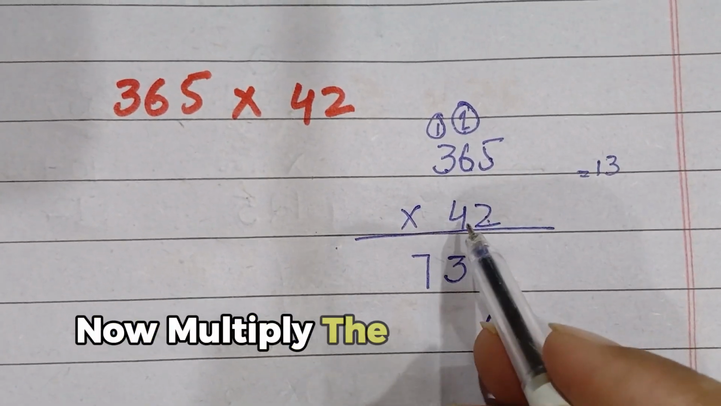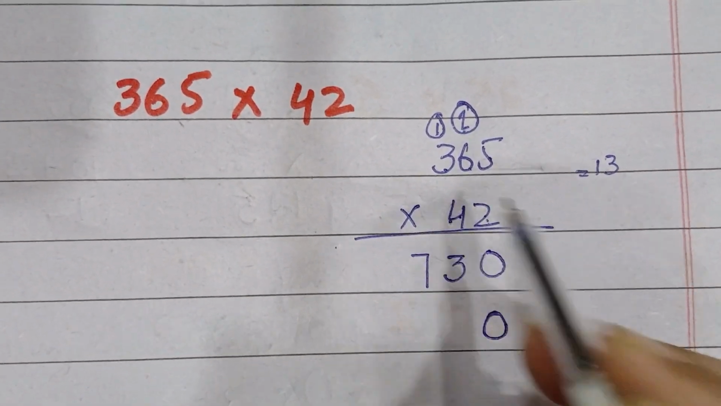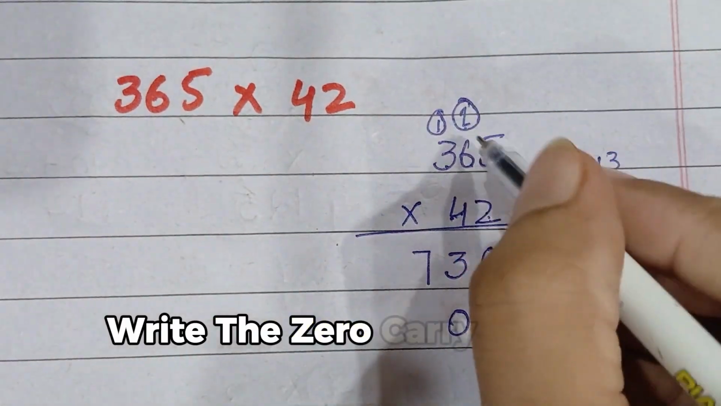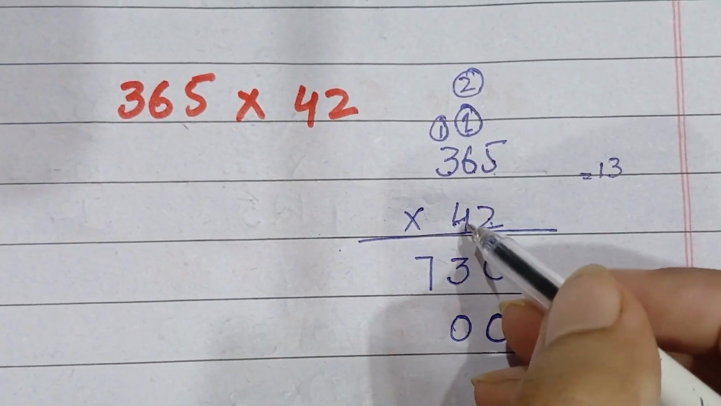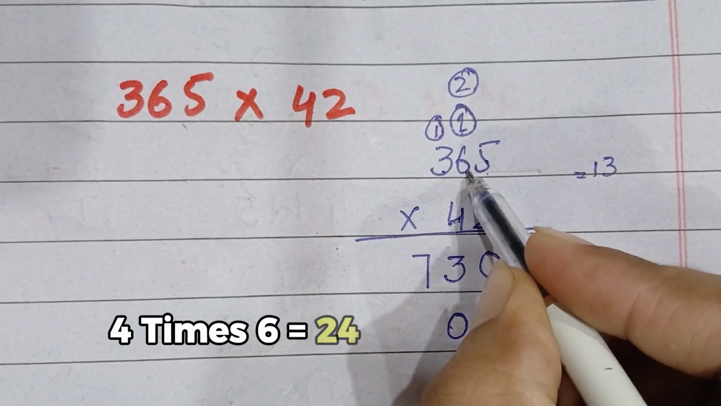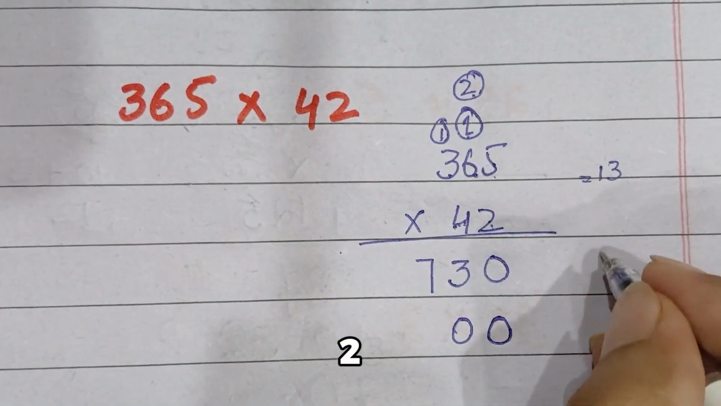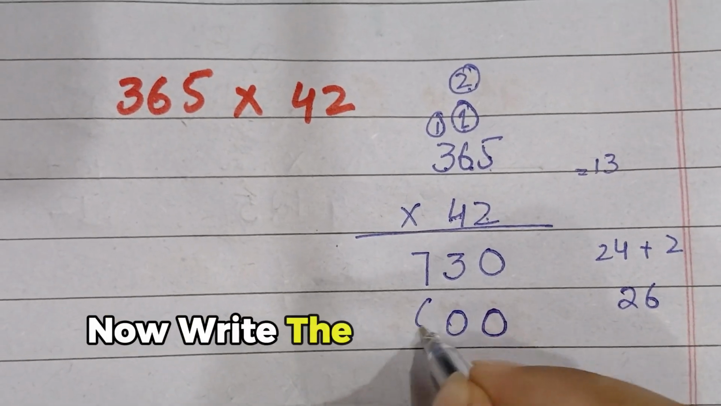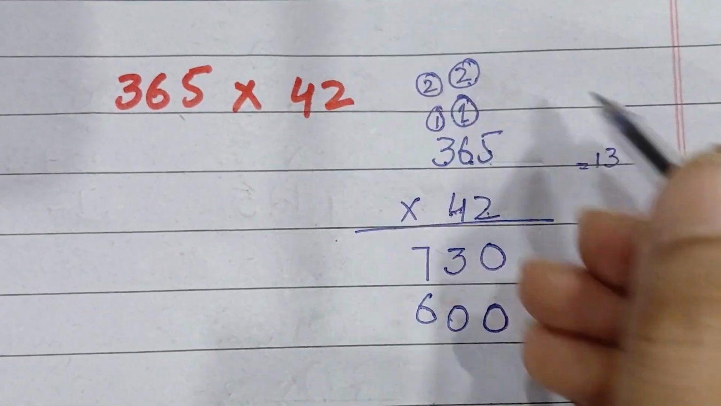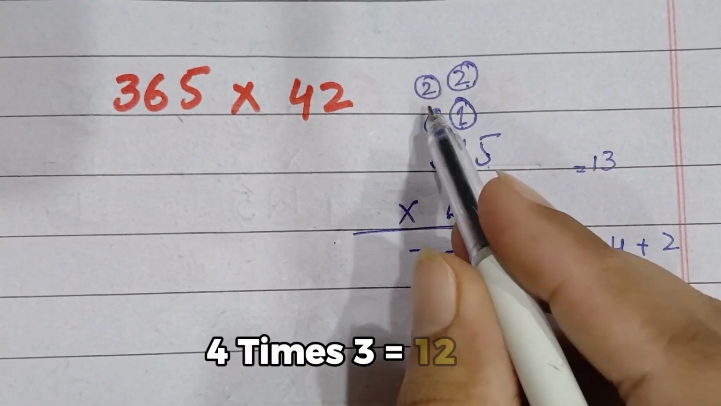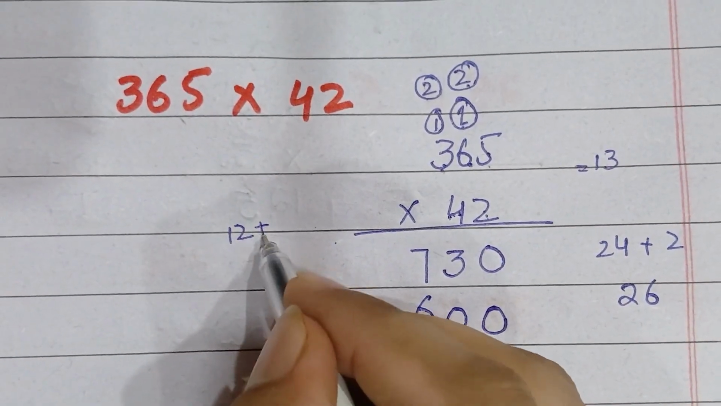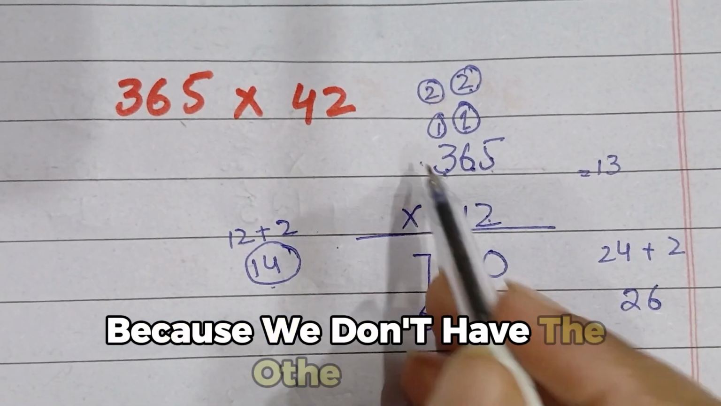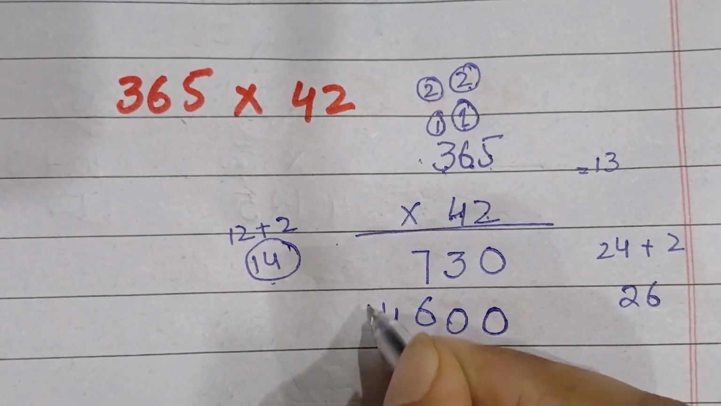Now multiply the digit which is present at the tens place at the bottom. 4 times 5 is 20. Write the 0. Carry to the next column. 4 times 6 is 24 and add the carry which is 2. 24 plus 2 becomes 26. Now write the 6 and carry to the next column. 4 times 3 is 12 plus 2 carry becomes 14. Now write the 14 because we don't have other digits for the multiplication.